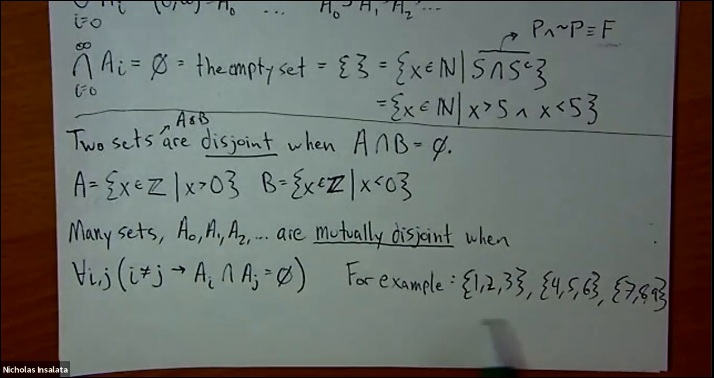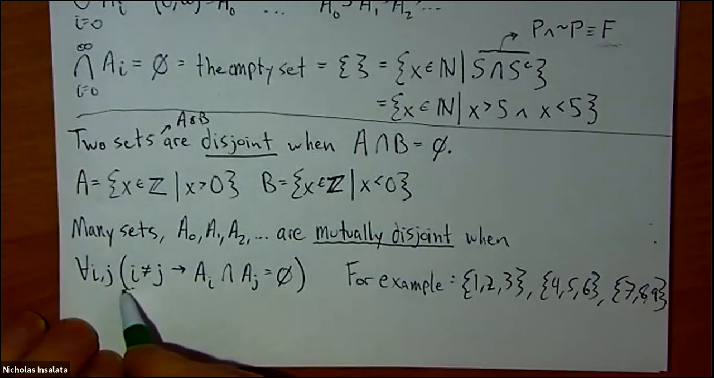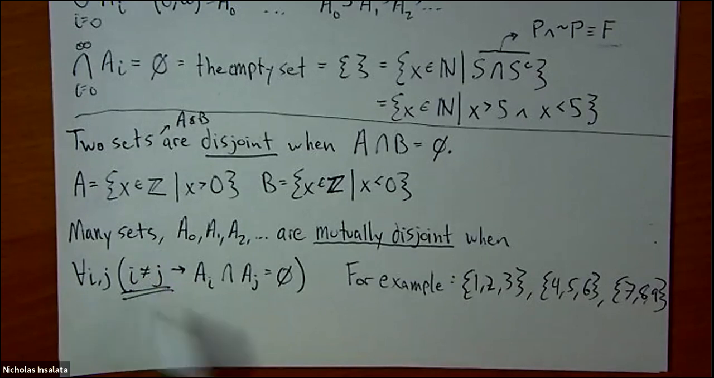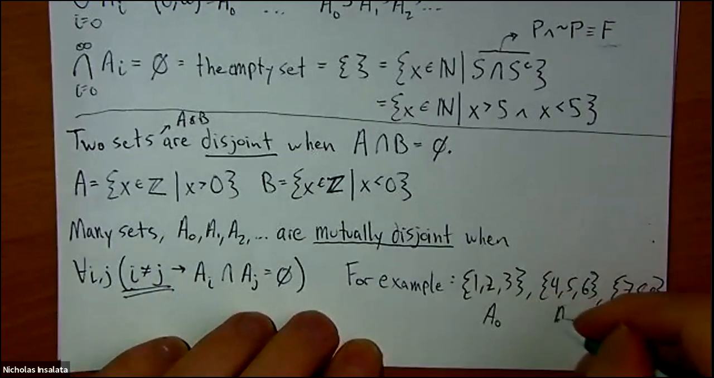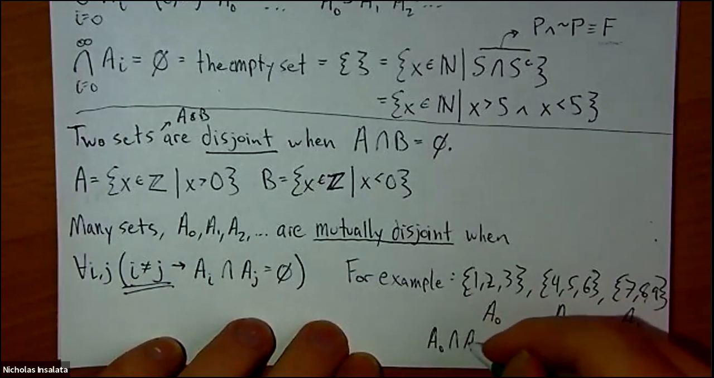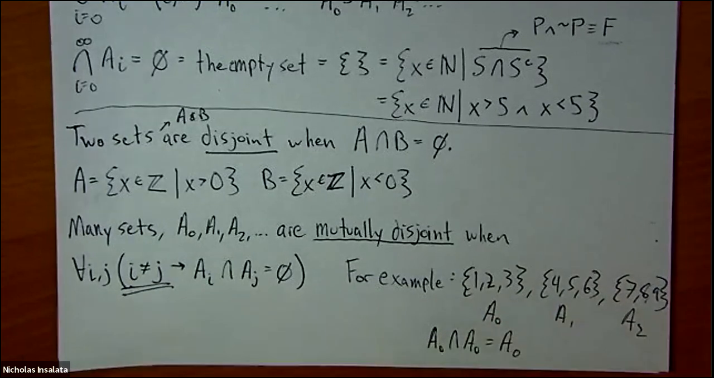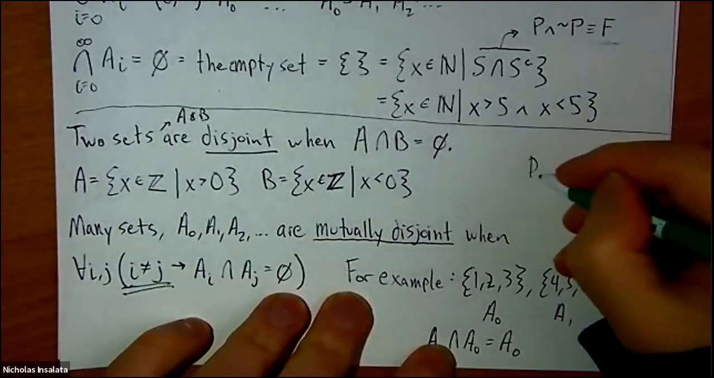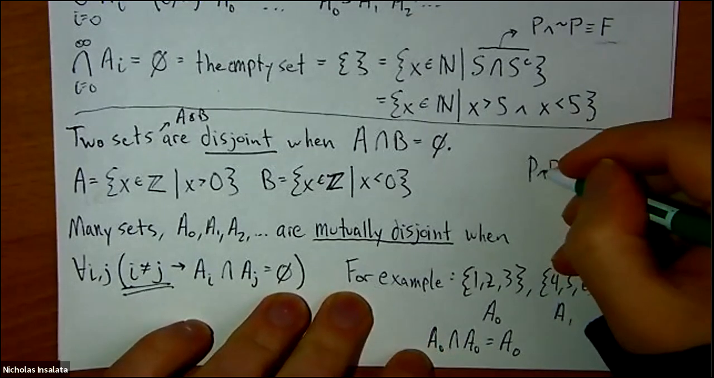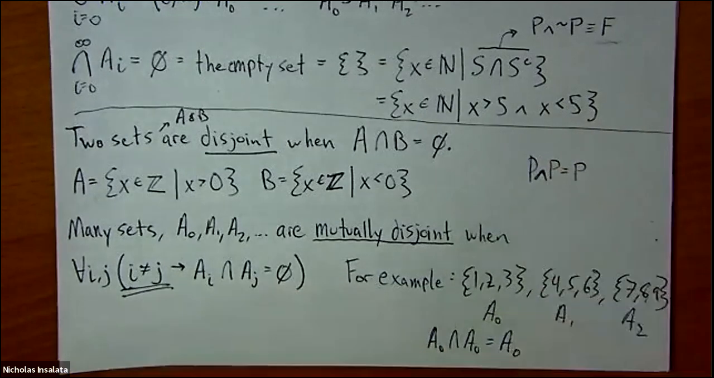Perfect. None of those overlap anywhere, except the sets that overlap themselves. That's why we have to start with this part of the conditional. We have to assume that i and j are different subscripts, right? Because if this is A0, this is A1, and this is A2, well, of course, A0 intersect A0 equals A0, right? Just like in logic, if we had P and P, that just equals P. I wrote the right symbol, but said the wrong word.